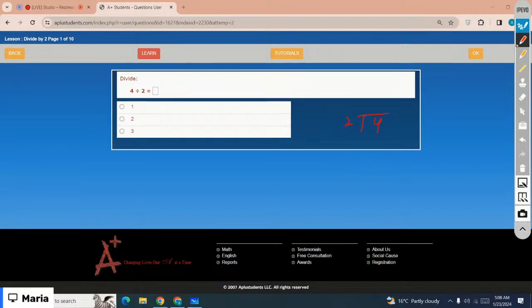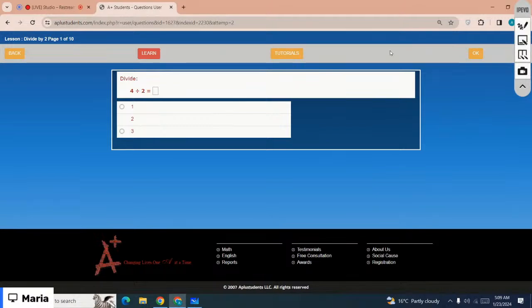So 2 times 2 makes 4, right? That means 4 divided by 2 equals 2, right? 4 divided by 2 is 2, because 2 times 2 makes 4. So you can divide 4 by 2. The answer is 2. The correct option is 2.